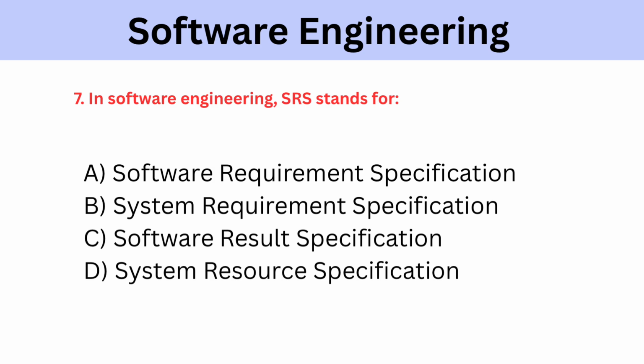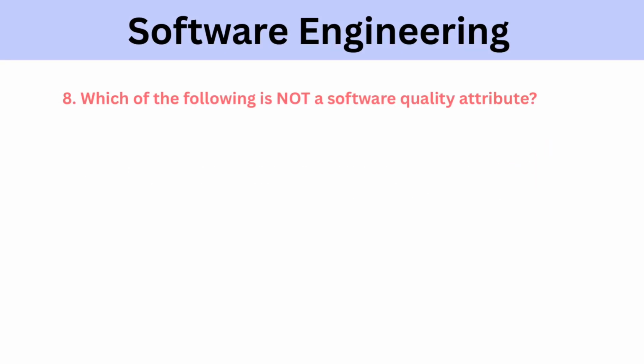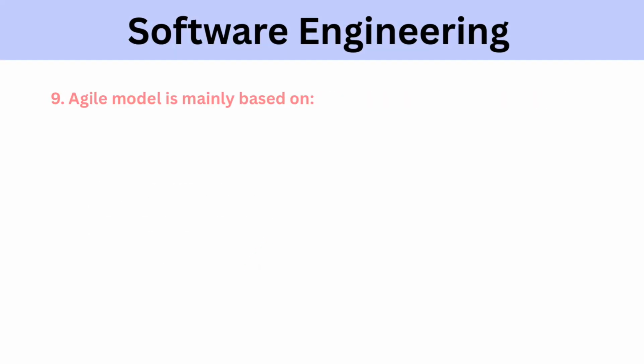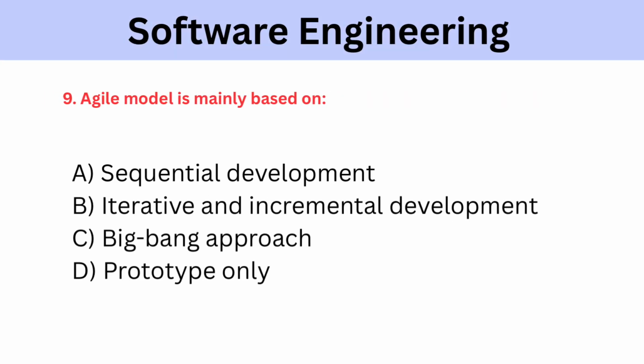A. Software Requirement Specification. B. System Requirement Specification. C. Software Result Specification. D. System Resource Specification. The correct answer is option A. Software Requirement Specification. Which of the following is not a software quality attribute? A. Reliability. B. Maintainability. C. Portability. D. Electricity. The correct answer is option D. Electricity.